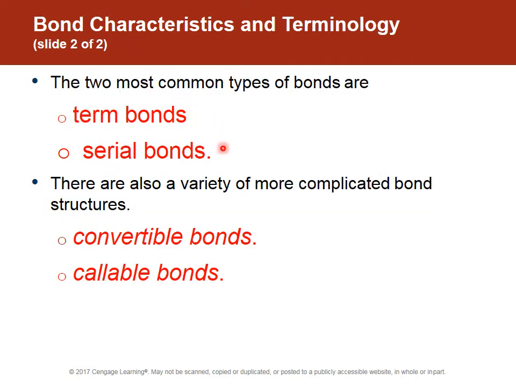There are term bonds and serial bonds. A term bond has to be repaid at the end of a term. So it might be a 5-year bond, and at the end of 5 years, the company that issued the bond has to give the bondholders all of their money back. A serial bond matures in a series. So maybe it's a bond that part of it matures in 5 years, and another part matures in 12 years, and another part matures in 15 years.